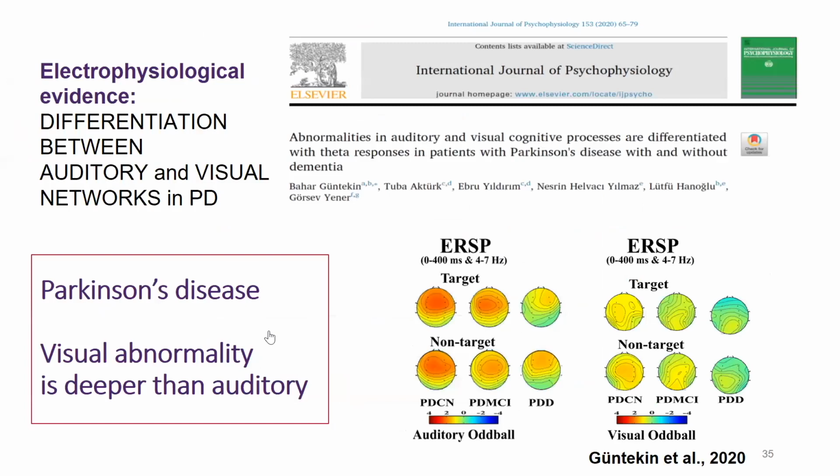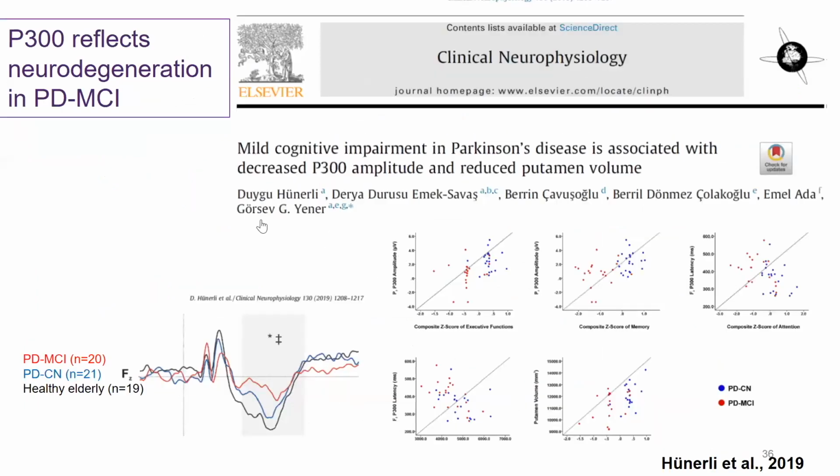And so this is also a P300 reflection of neurodegeneration in PD-MCI, because with decreased P3 amplitude, we have reduced putamen volume associated with it. This is another recent paper showing reduced power and phase locking values accompanied by thalamus, putamen, and hippocampus atrophy in MCI, PD-MCI.